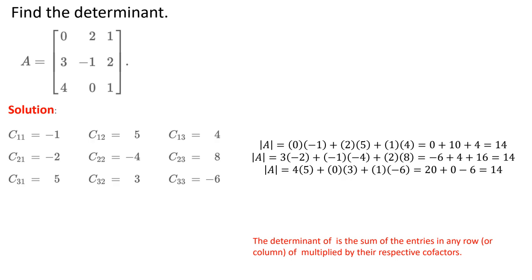Then what we're going to do is we're going to multiply. You can pick any row or any column and multiply. So here I picked, let's use a 0 times a negative 1. That's right here. Plus 2 times the 5 and 1 times the 4. And if I simplify here, I get 10 plus 4 is 14. But I could have also used this row or this row, and I'm still going to end up with the same number.